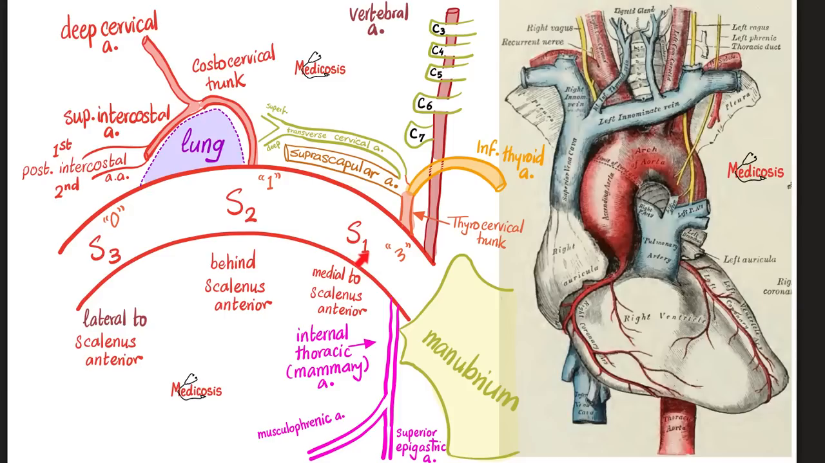The first part of subclavian artery has 3 branches. The second part has 1 branch. The third part has no branches in most people. What are the 3 branches of the first part of subclavian?